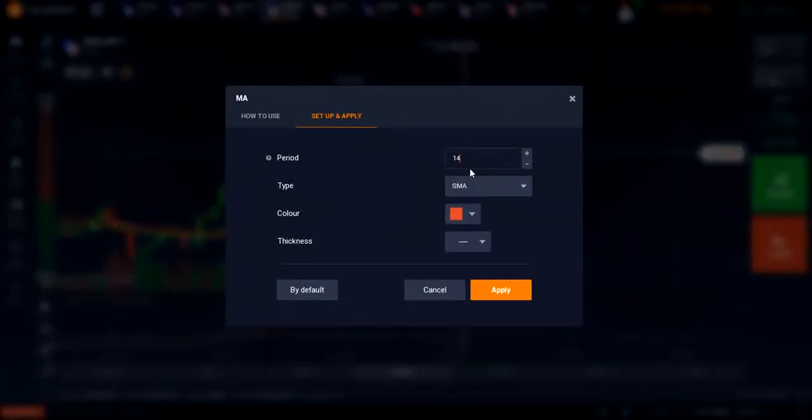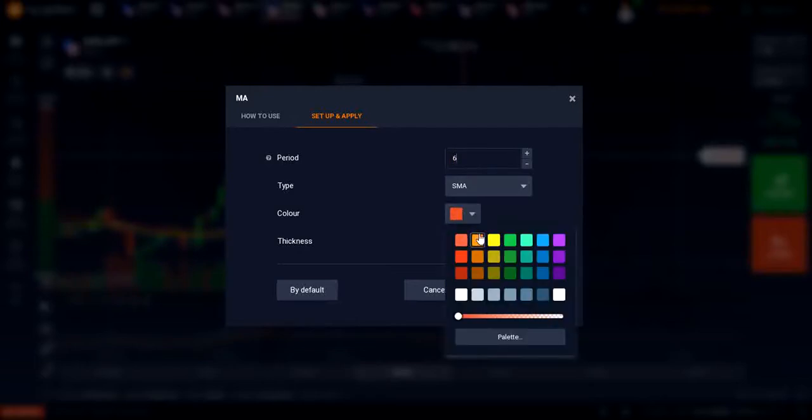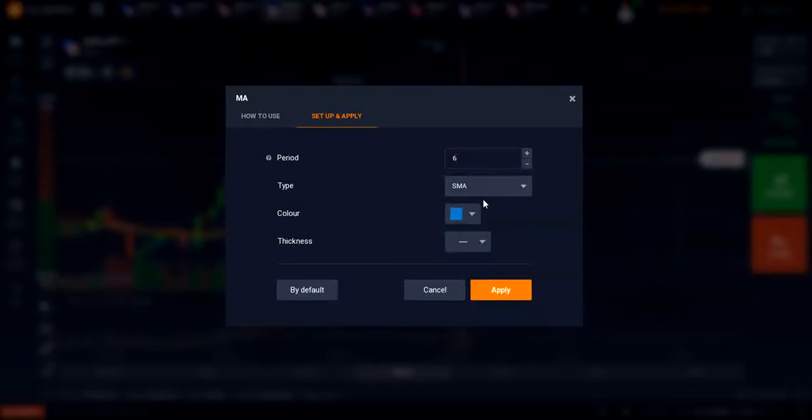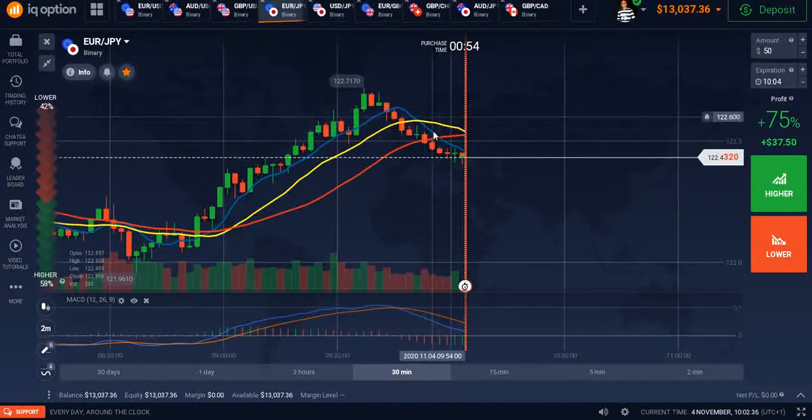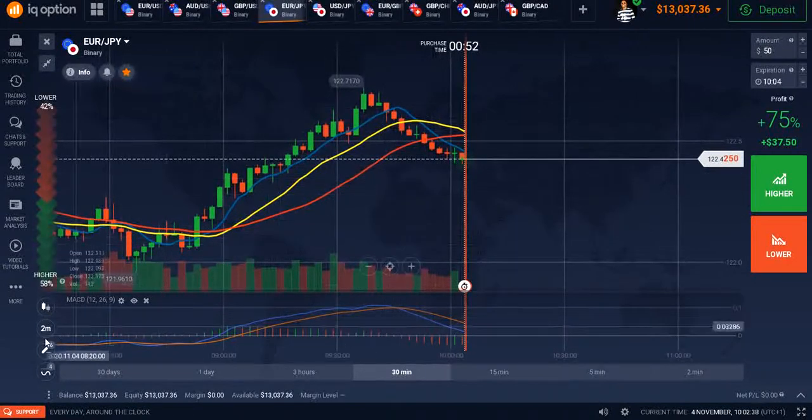The first one we set was yellow, and this one will be period of 6. Then you have to make it color blue so that you understand it very well, because if you make everything the same color, it will be somehow tricky and you won't understand it. So make it blue, period of 6, and you can make it thicker. After that, you apply, it will show here too. Then the third one, which is red.